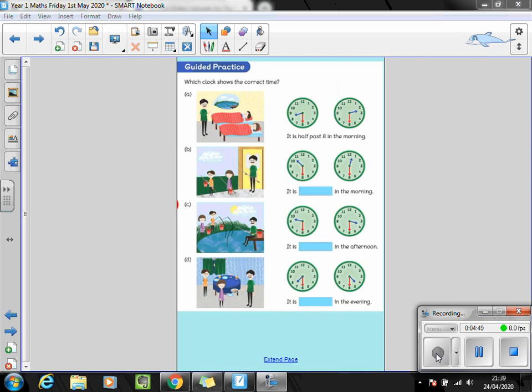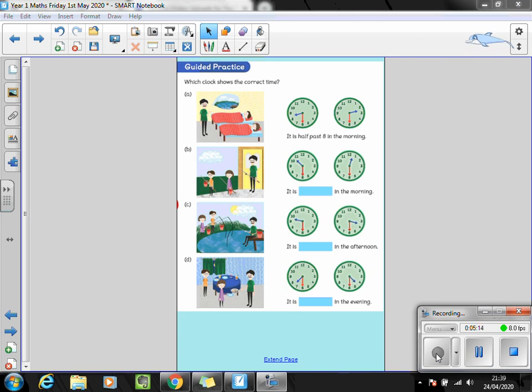Let's move on to some guided practice. Which clock shows the correct time? Question A has been done for you. Looking closely at the picture and the clues as to what time of day it is, we can see it's probably 8:30 in the morning.